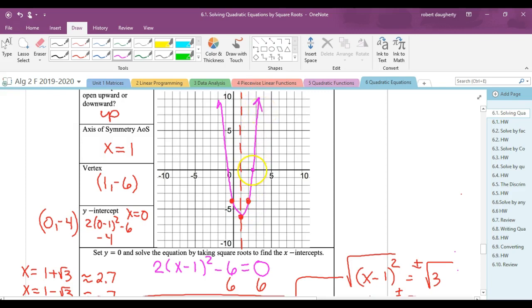Okay, so this point right here, that is 1 plus the square root of 3, 0. And then this point you see right here is 1 minus the square root of 3, 0. I found the exact values of the x-intercepts.